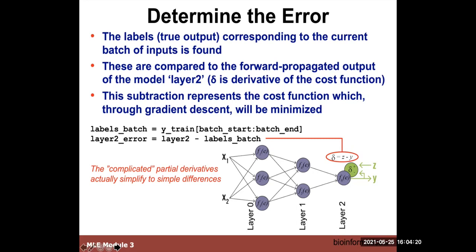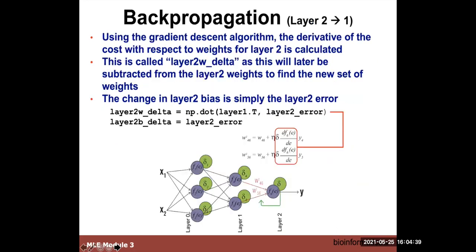We're going to calculate the derivative of the cost function. In fact, for this particular case they end up being just simple differences, so it's not a partial derivative. And then we're going to start modifying the weights based on this error that we've calculated.